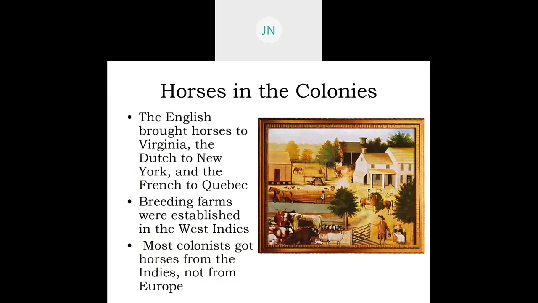The English brought horses to Virginia, the Dutch brought horses to New York, and the French brought horses to Quebec. And breeding farms were also established in the West Indies during the time of the colonies, and most colonists got horses from the Indies, not from Europe.